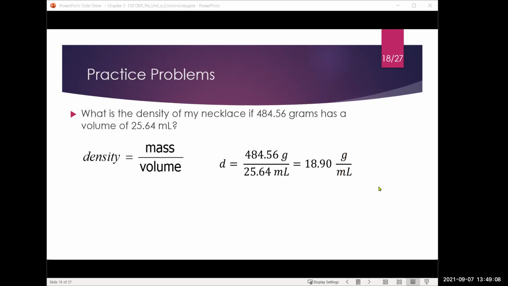All right, so that is the density. Notice the units then go along. It's grams per milliliter. They don't cancel each other out. The units are not alike. They're dissimilar units. They don't cancel out. They go along.